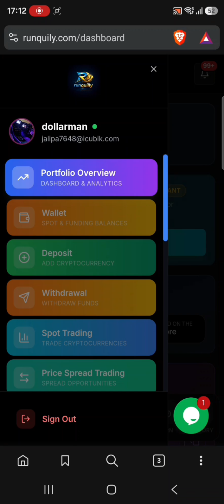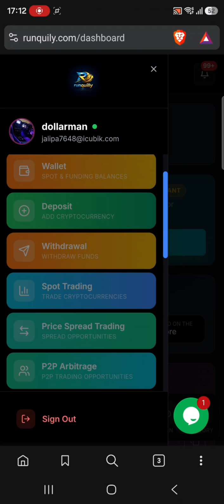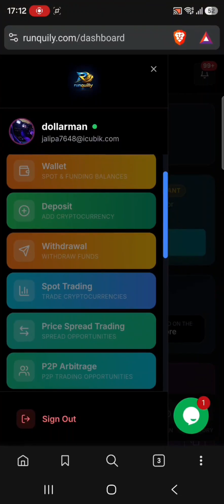So no withdrawal, you just enter your Binance address, then you get funded to your Ranquilly account. So we are starting our trade with 973 USDT in our centralized platform for this arbitrage opportunity, that is Binance, and our decentralized platform for this arbitrage opportunity is Ranquilly.